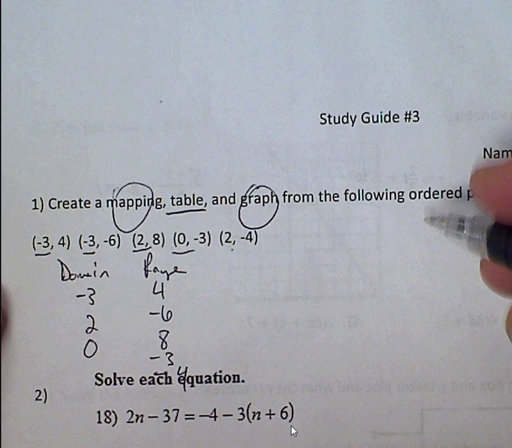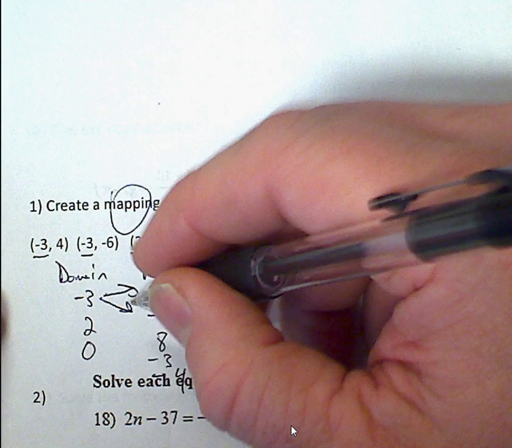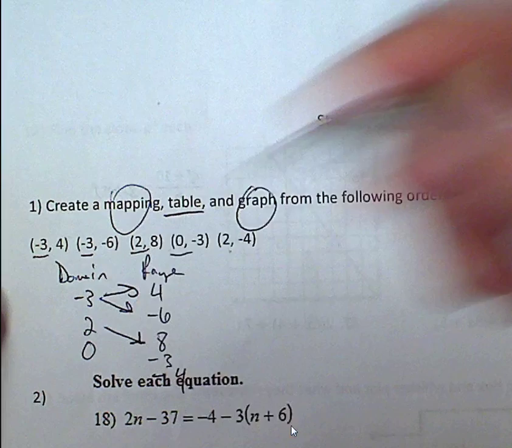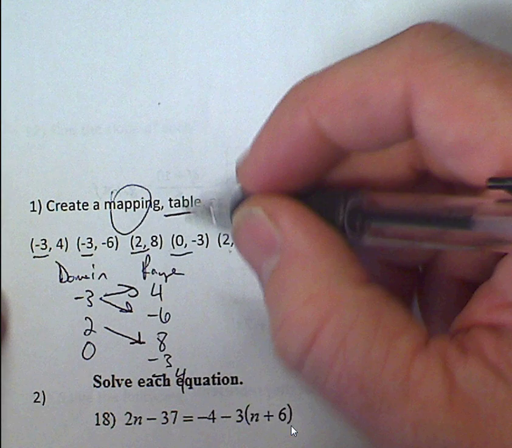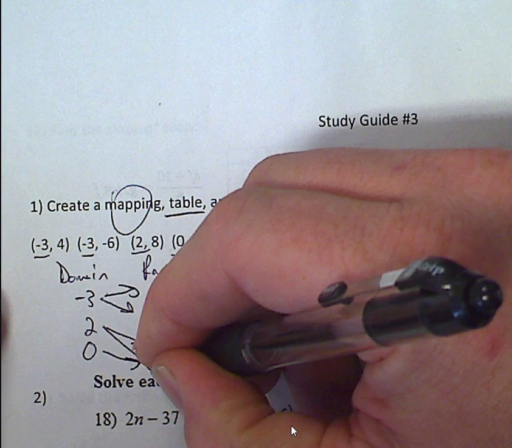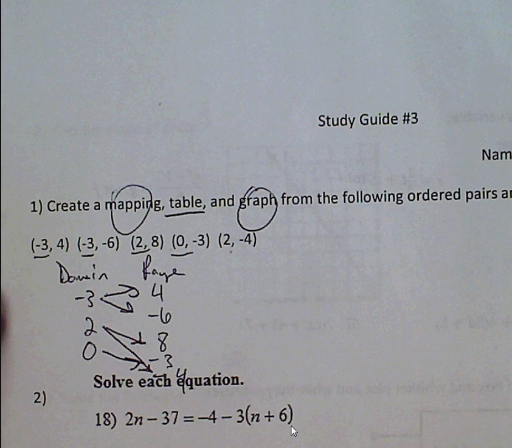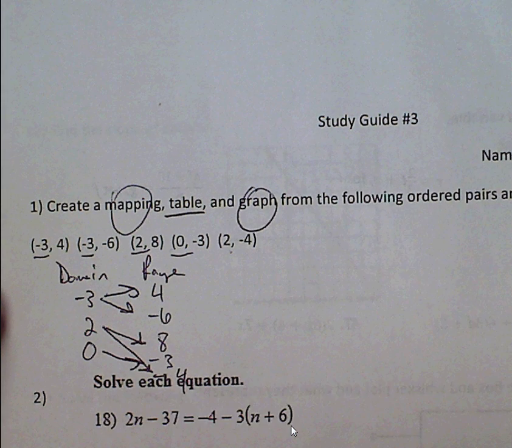So I know -3 is going to go to 4, I know -3 is going to go to -6, 2 is going to 8, 0's to -3, 2 is also with -4. So that's what it looks like. Domain and range with my arrows.